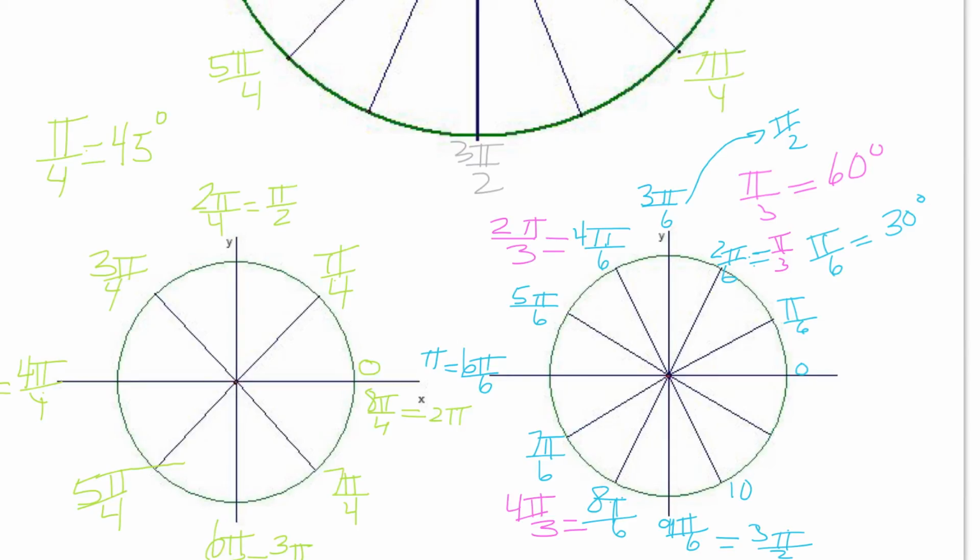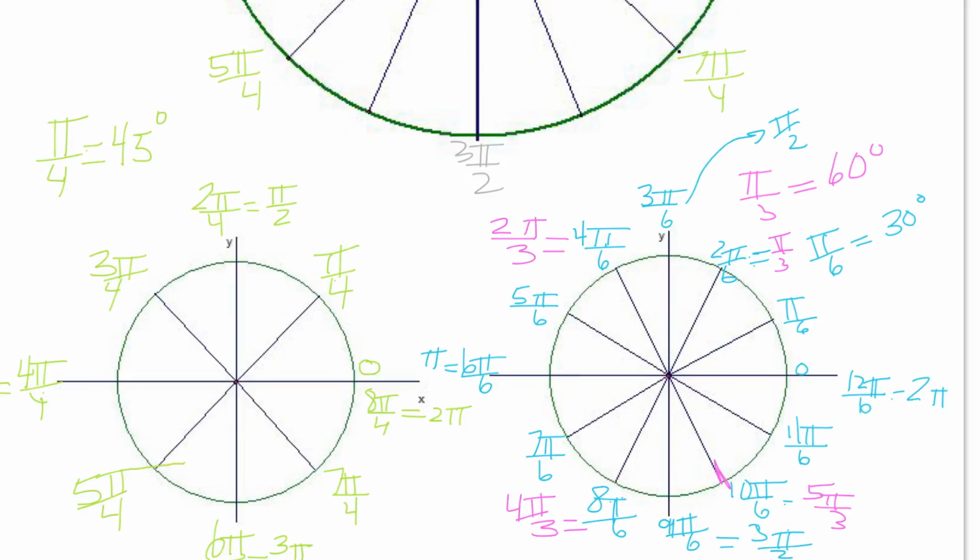Here would be 10 pi over 6. Well, 10 pi over 6 would simplify down to 5 pi over 3. So that's this one right here. 11 pi over 6. And then 12 pi over 6, which would be all the way around, which is the same as 2 pi.